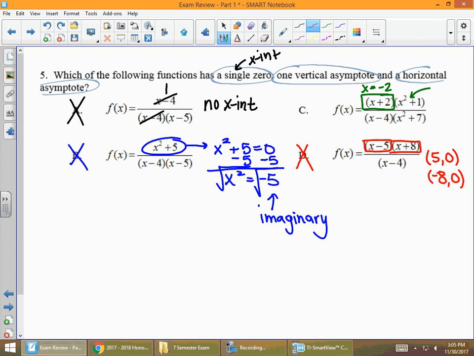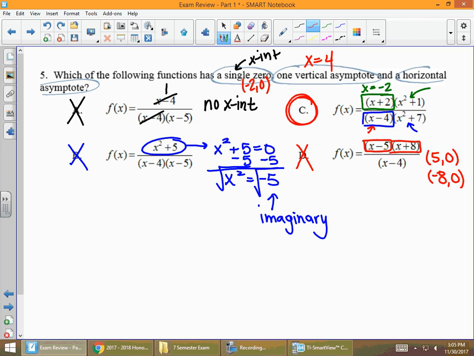So just based on the single 0 part of this, and without touching my graphing calculator, I can decide that this is C. But I'm still going to make sure that everything else works. When I'm looking at the denominator, x squared minus 7 gives me imaginary stuff, but x minus 4 gives me a vertical asymptote. So right now I have an x-intercept at negative 2. So my single 0 part of this is (negative 2, 0). My vertical asymptote part of this is x equals 4.